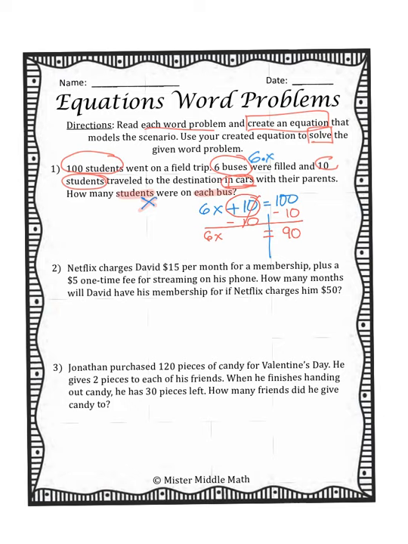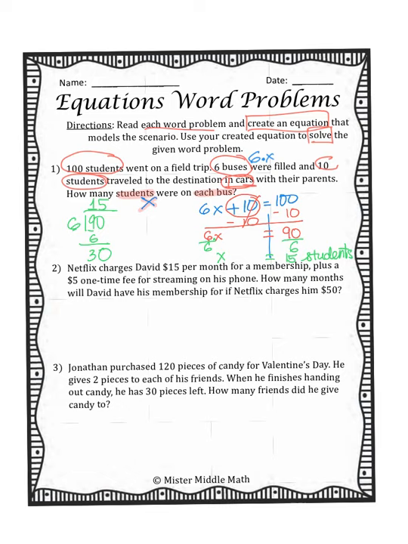So what is the inverse of multiplication? Division. So I'm going to divide by 6 on both sides. So 6 divided by 6 is x. 90 divided by 6. How many times does 6 go into 9? 1. 1 times 6 is 6. Minus 6, I got 3. How many times does 6 go into 30? 5. So x is equivalent to 15. So there are 15 students in each bus.